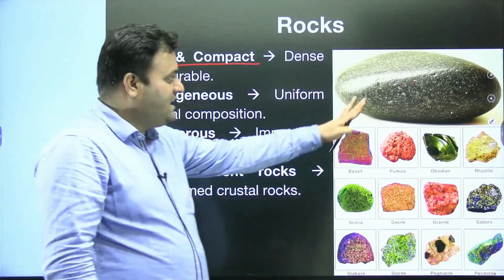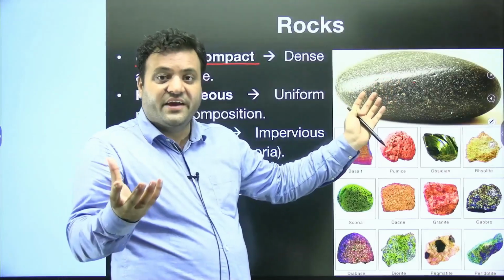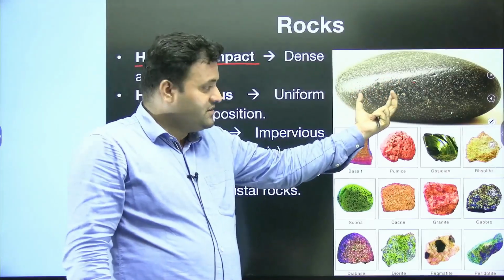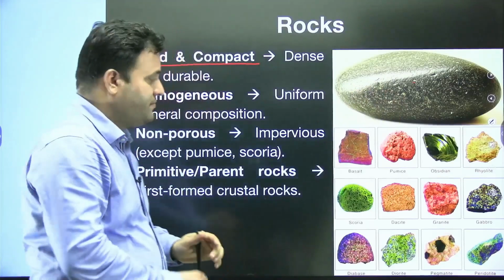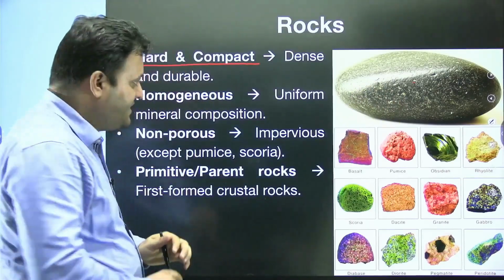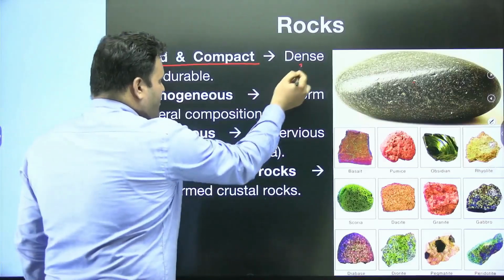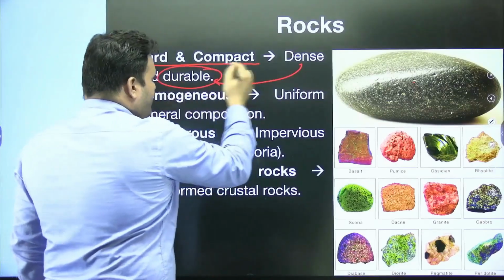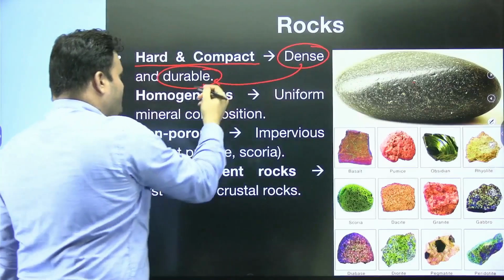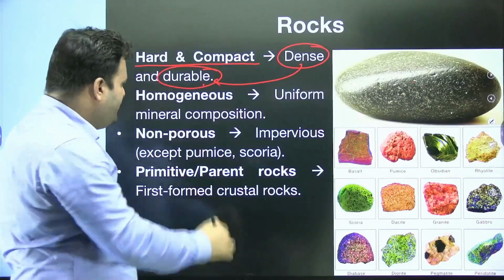And it is very hard. It is very dense. It will be very heavy, because density is great. And as the density is greater, it is what? Durable. Durable.